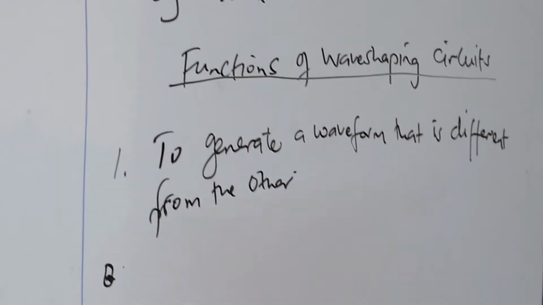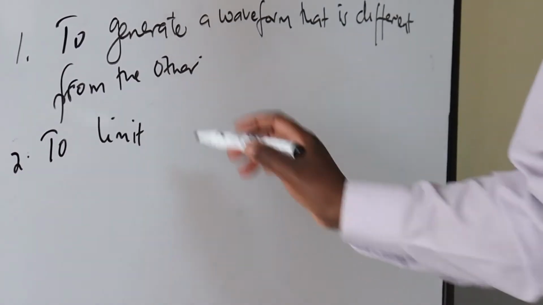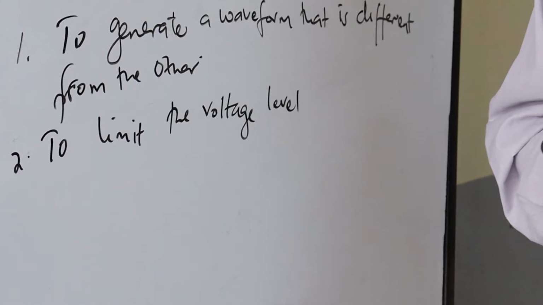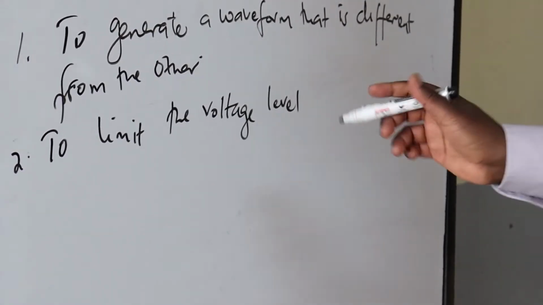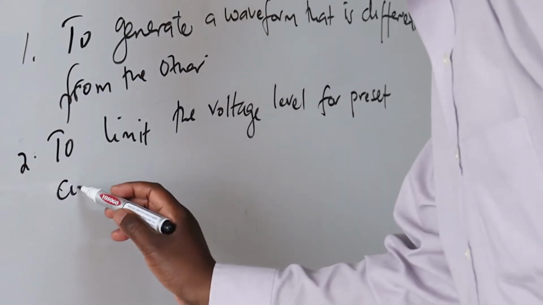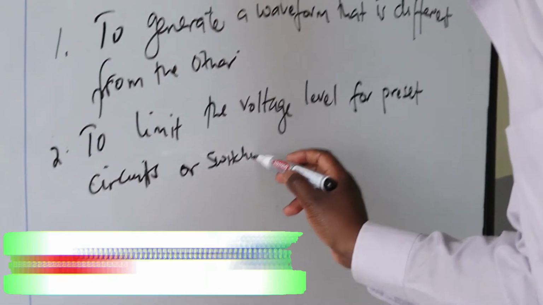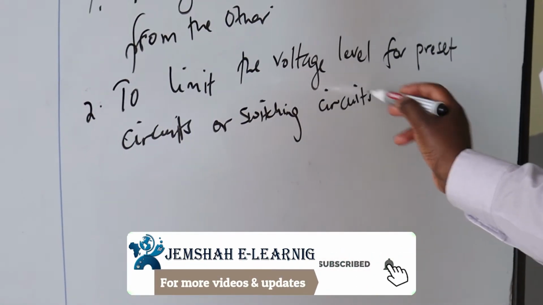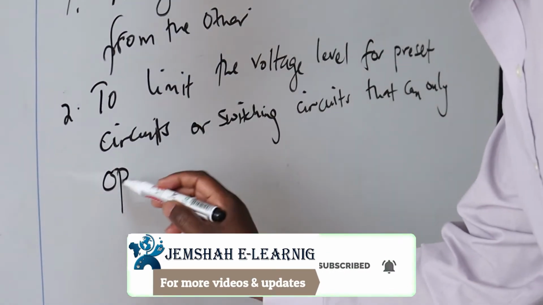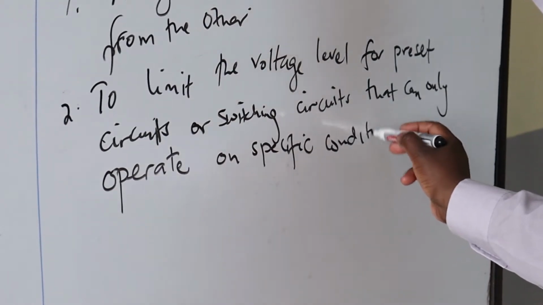We'll go to number two. To limit the voltage level for preset circuits or switching circuits that can only operate on specific conditions.